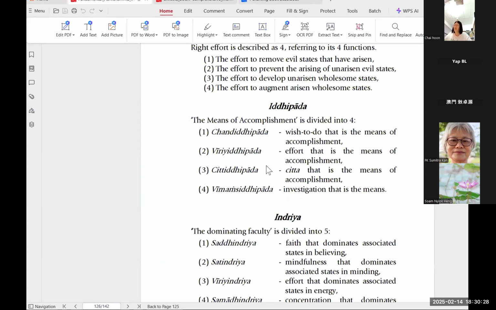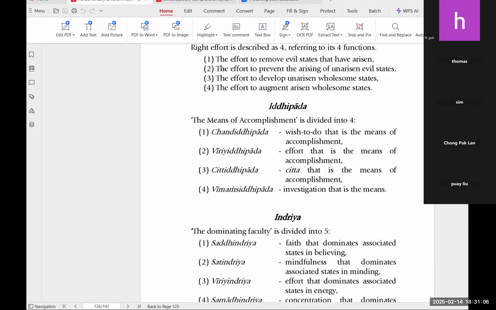So actually we do come across this. I will ask, okay, Brother Yap, remember we studied this Chanda, Viriya, Chitta, Vimansa? We studied it before. Can you remember? Yes, we studied this before. Which category do we have Chanda, Viriya, Chitta, Vimansa in? Desire, effort, Chitta, and investigation. Sorry, cannot remember? Okay. Sister Pueliu, can you remember? We studied this before.